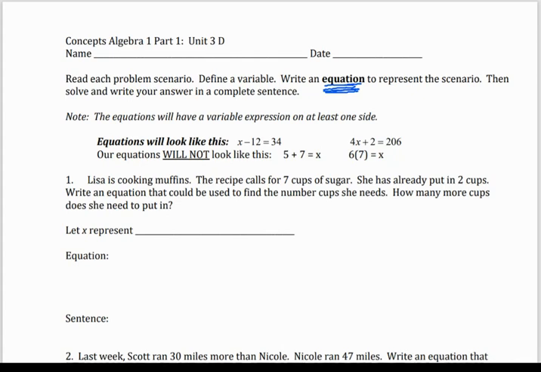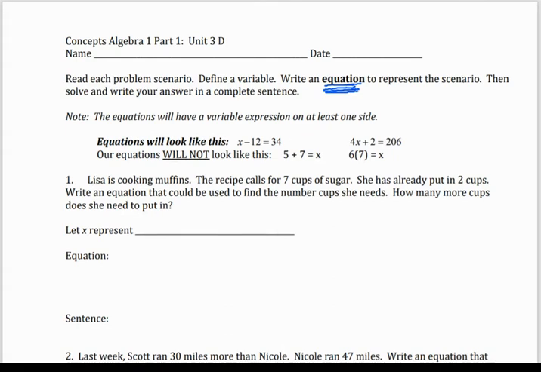So notice this example where it says x minus 12 equals 34, and we wouldn't want to have the following: 12 plus 34 equals x, okay? We want to have our variable with the quantity on that left-hand side, okay? And we'll see examples of that coming up.